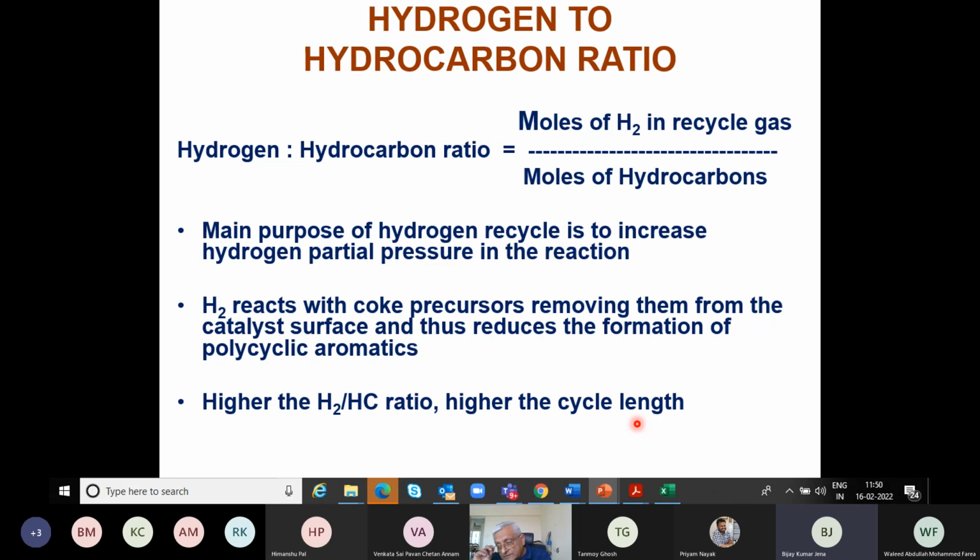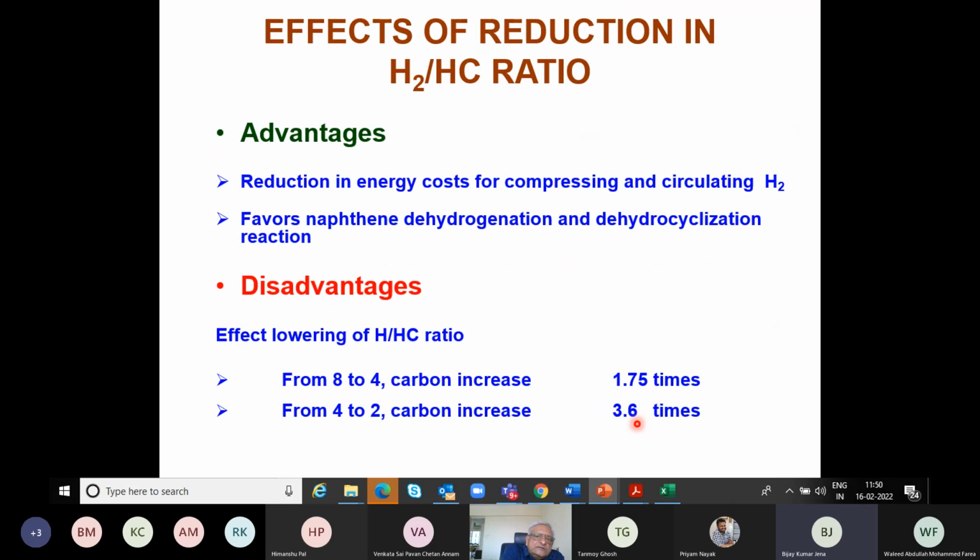hydrocarbon ratio. By reducing the hydrogen to hydrocarbon ratio, you actually reduce the space velocity as well, and that way you provide more residence time, and thereby you increase the severity of reforming as well. So that is the advantage of reducing the hydrogen to hydrocarbon ratio. The operator always tries to minimize the hydrogen to hydrocarbon ratio subject to the constraints in terms of coking.